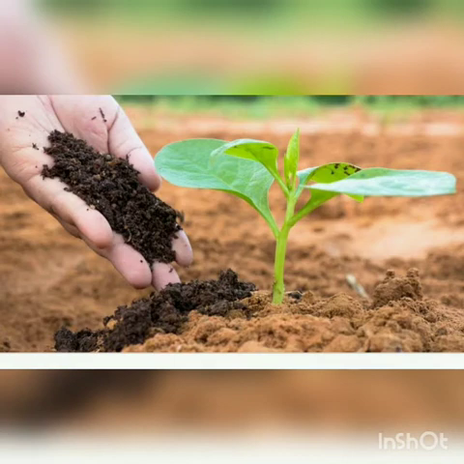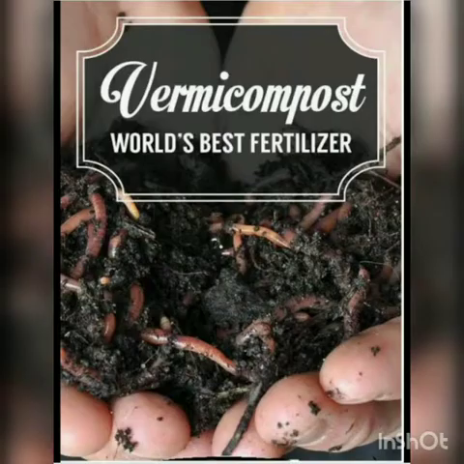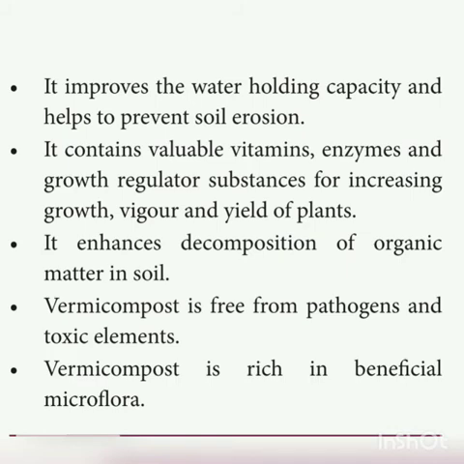Okay, and what are the advantages of vermicompost? Very important question. Vermicompost is dark brown in color and is similar to farmyard manure in color and appearance. Very dark brown color, you will know if you have seen this manure. It is a rich source of nutrients essential for plant growth and it improves the water holding capacity, and it also helps to prevent soil erosion. It contains valuable vitamins, enzymes and growth regulator substances for increasing growth. It will increase growth and give more yield.